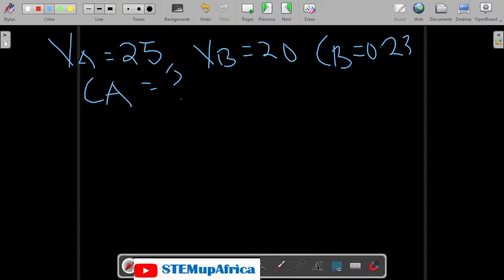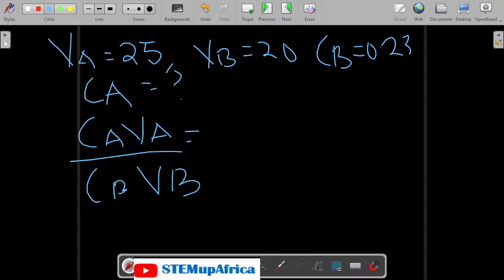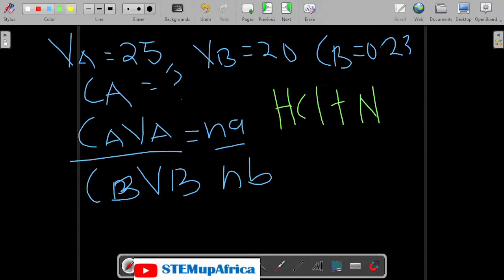That's the question mark. So now we're going to apply the general formula in acid-base titration that says CaVa over CbVb is equal to Na over Nb. But if you look at the data, we don't have Na and Nb. You can only get your Na and Nb from a chemical equation. So let's write the equation between sodium hydroxide and HCl. We have HCl plus sodium hydroxide. What will it give to us?